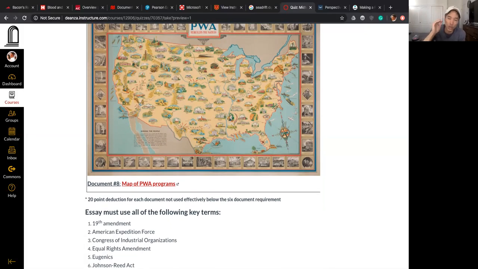And if you fall below the 6-document quota, for every document below the 6 minimum that you do not use, 20 points will be deducted from your exam. Okay, so it's 150 points for your total exam. So for every document that you don't use below the 6 minimum, that's going to be a deduction of 20 points. So you want to make sure that you manage your time correctly, you do the preparation, and you want to make sure that you use 6 documents effectively as part of your analysis.